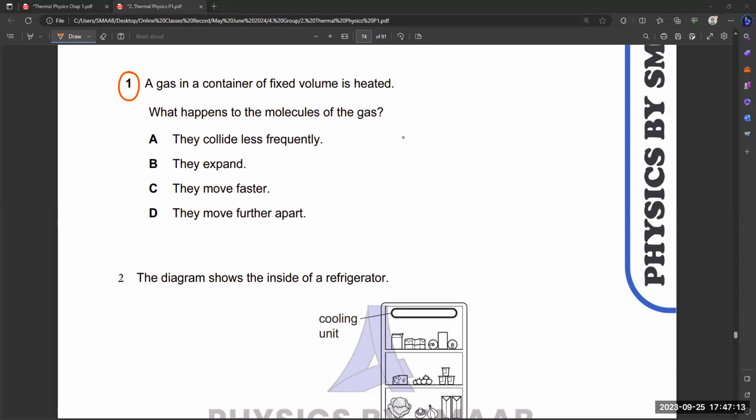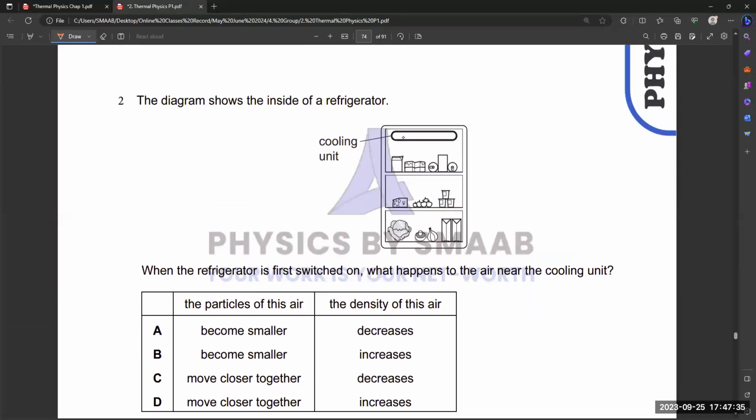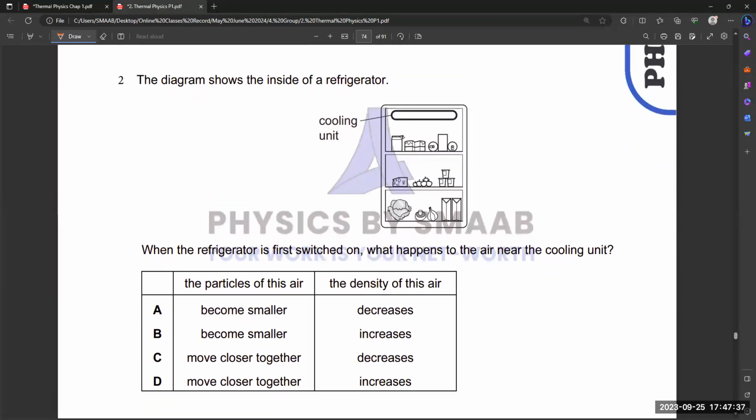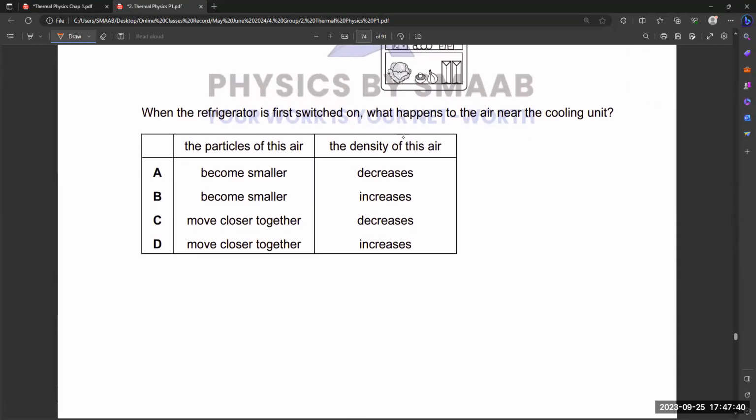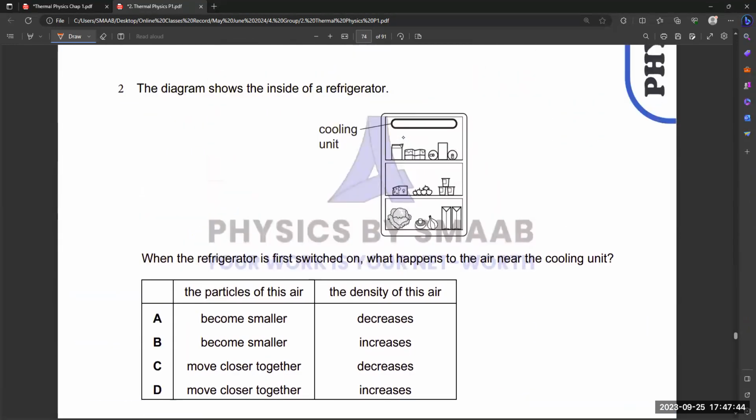It is not possible because that actually happens when temperature decreases. They expand, but they are not able to expand because they have a fixed volume. So they move faster, right? And they move further apart. That is also not possible because again the volume is fixed, so they are not able to move far away from each other. We will discuss question 2 later because that is related to a different concept, the density of molecules. But still, you are able to answer this one if we consider this question.